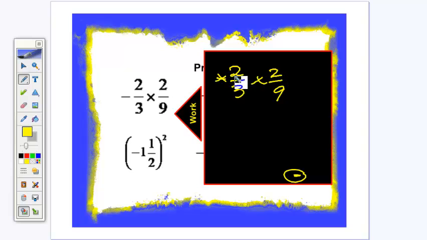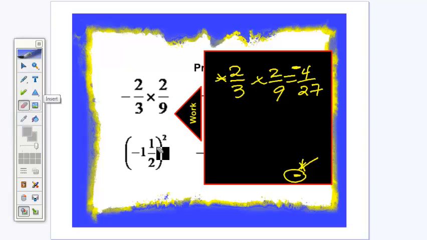We just keep multiplying. 2 times 2 is 4. 3 times 9, 27. And here's the answer, but gotta keep in mind this little negative. Now I bring it up because I was multiplying a negative and a positive. Okay, that's number 1.